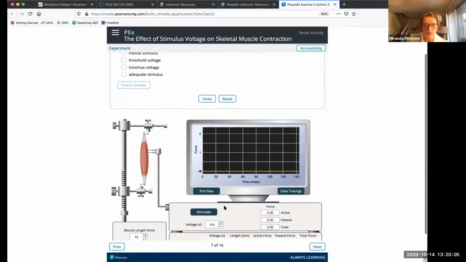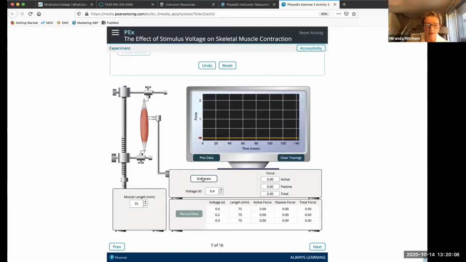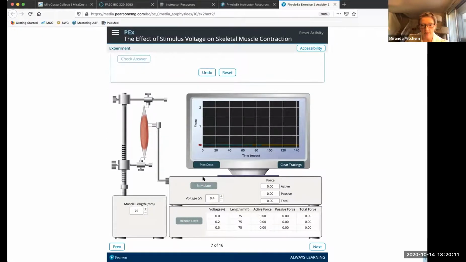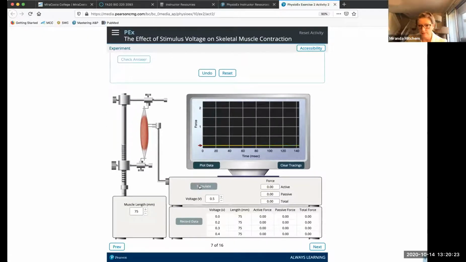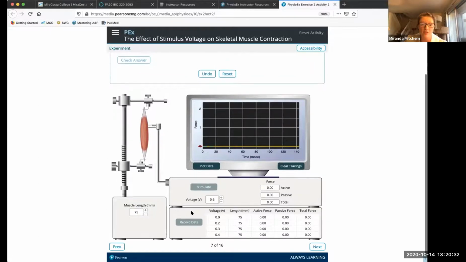Let's hit stimulate again. We're at 0.4 now. That blue line is what we're following. And it still didn't do anything. Let's record that. Now we're going to increase the voltage to 0.5. Stimulate. We're looking at the yellow line. Nothing. Record data. Let's go to 0.6. Remember, the instructions told us to do 0.1 at a time, so I'm following the instructions of the PhysioX activity. Still nothing at 0.6. 0.7. Nada.